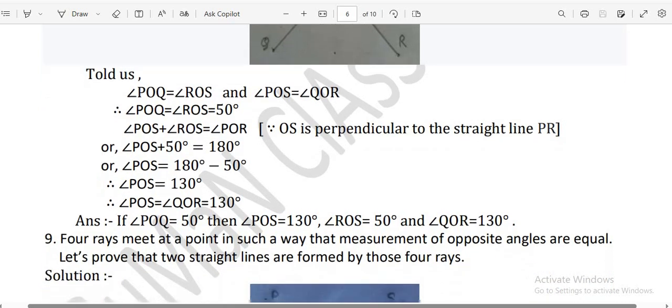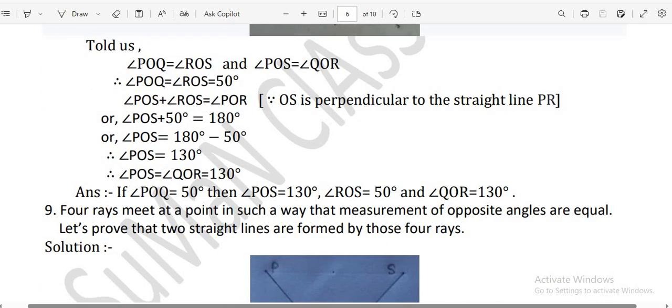Next, math question number 9. Four rays meet at a point in such a way that the measures of opposite angles are equal. Let's prove that two straight lines are formed by those four rays.